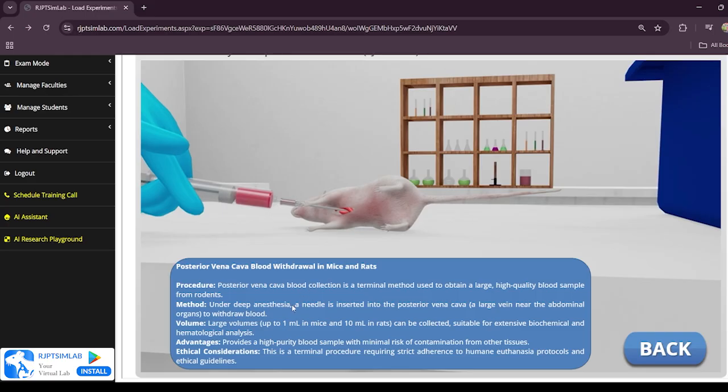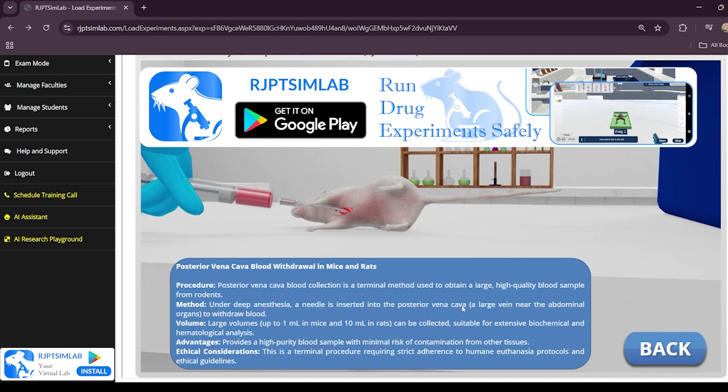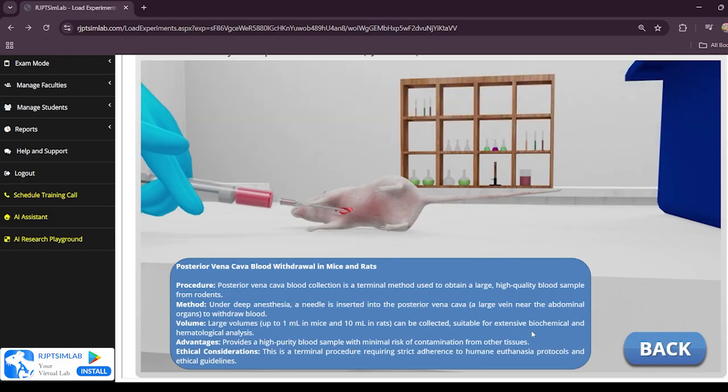The method is under deep anesthesia. A needle is inserted into the posterior vena cava, a larger vein near the abdominal organ, to withdraw blood. The volume that can be collected from this technique is large, up to 1 milliliter in mice and 10 milliliters in rats, which is suitable for extensive biochemical and hematological analysis.